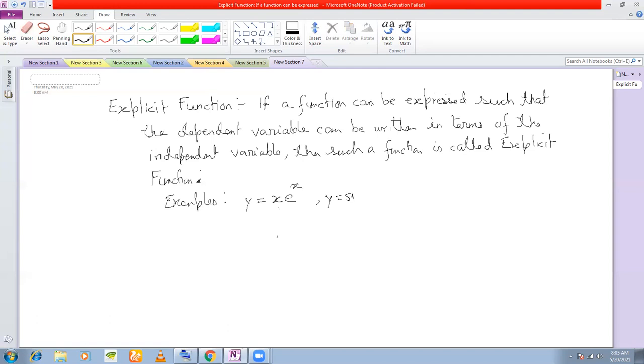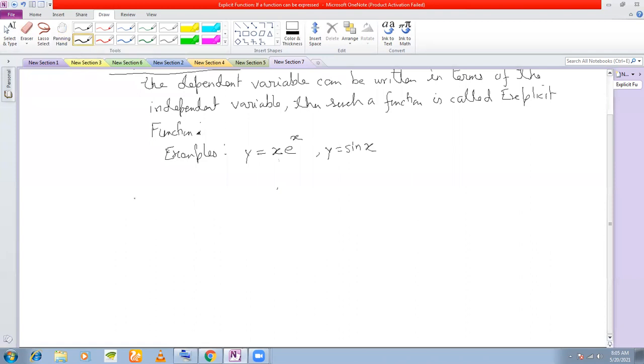Y is equal to sine x. So whatever functions we have dealt with till now are all explicit functions. Y is equal to something in x. Such functions are called explicit functions. We now come to the concept of implicit functions.